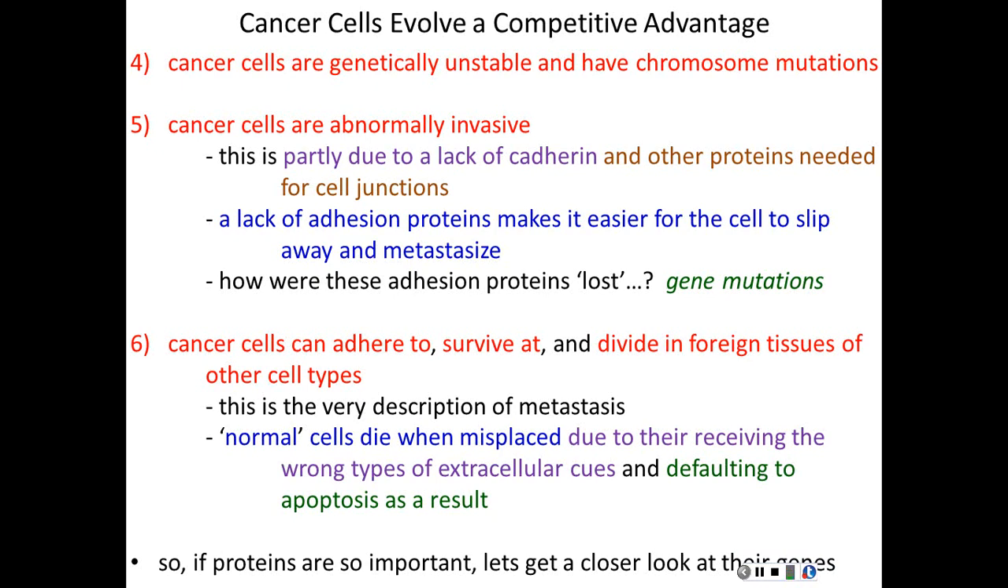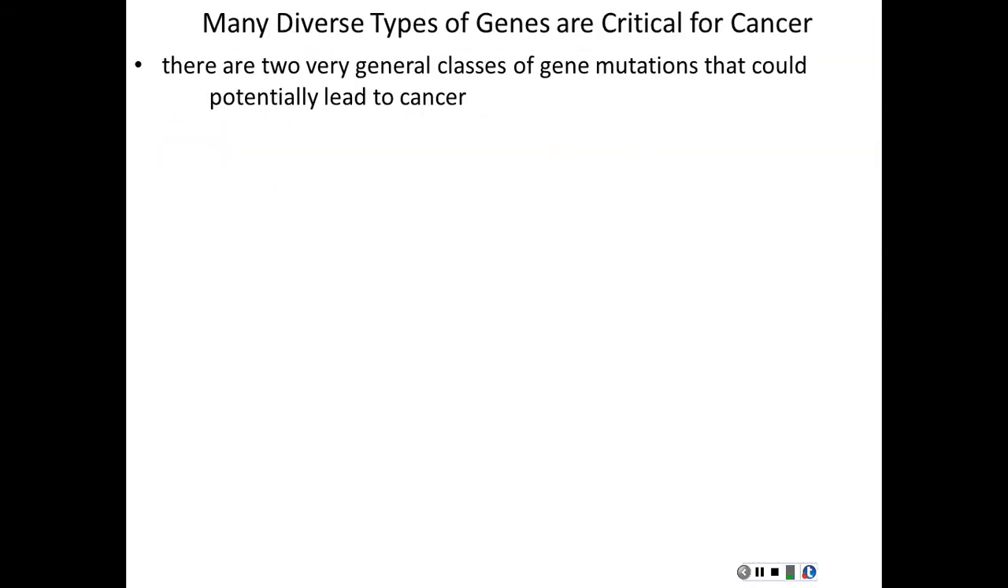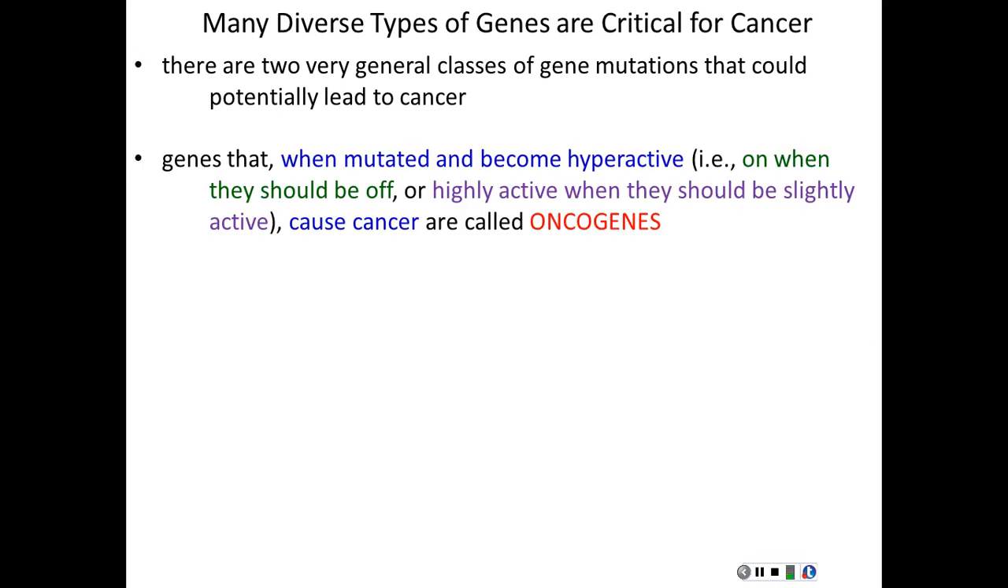So, if largely proteins are so important, let's get a closer look at these proteins' genes. All of these 6 points I've just referred to on these last 2 slides are governed by proteins. So let's get a look at the genes for those proteins. There are 2 very general classes of gene mutations that could potentially cause cancer. They are genes that should be off in healthy cells, but when they're mutated and become hyperactive, they cause cancer.